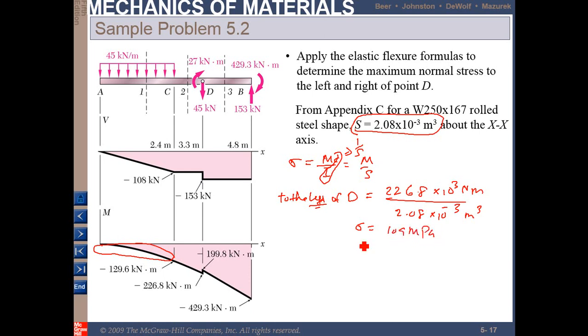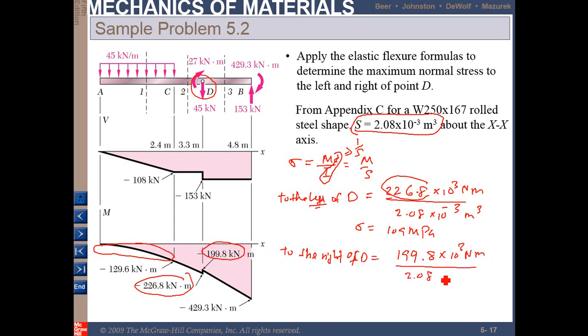So you get this value equal to 109 MPa. And then to the right of point D, the moment is equal to 199.8. Before it is 226.8, but this one is 199.8. So this is equal to 199.8 times 10 to the power of 3 Newton meter over 2.08 times 10 to the power of minus 3. So you get 96 MPa.